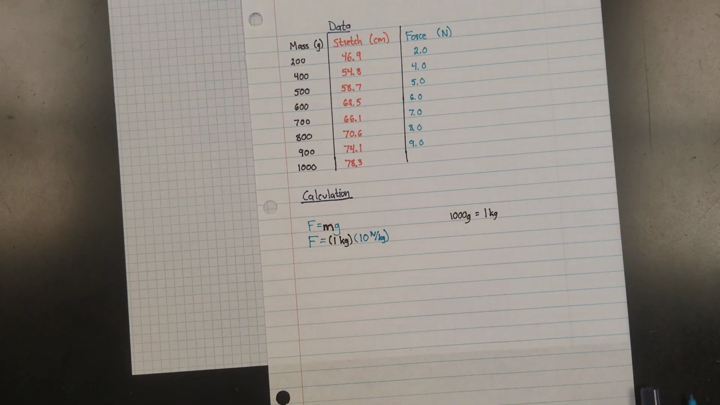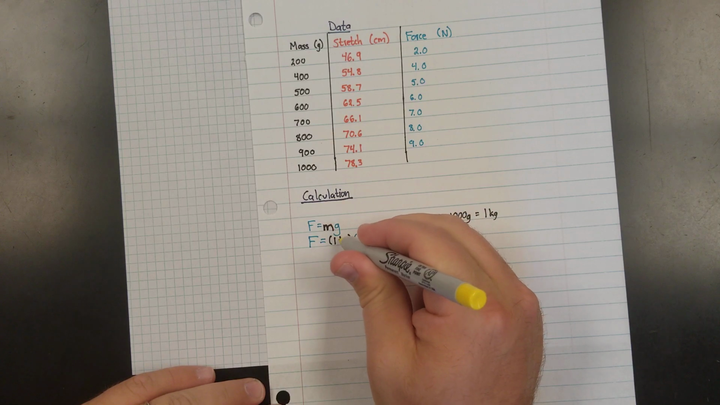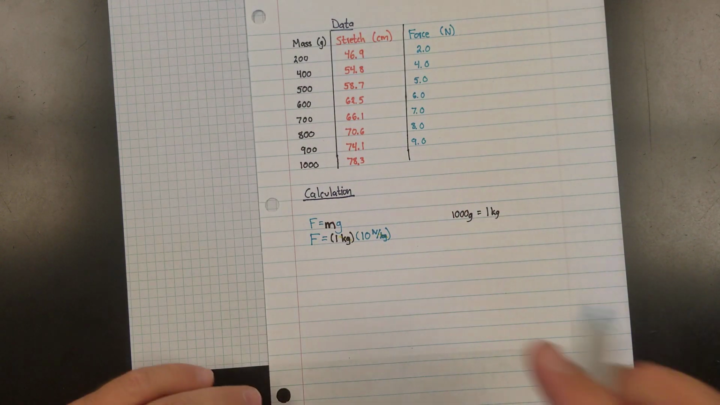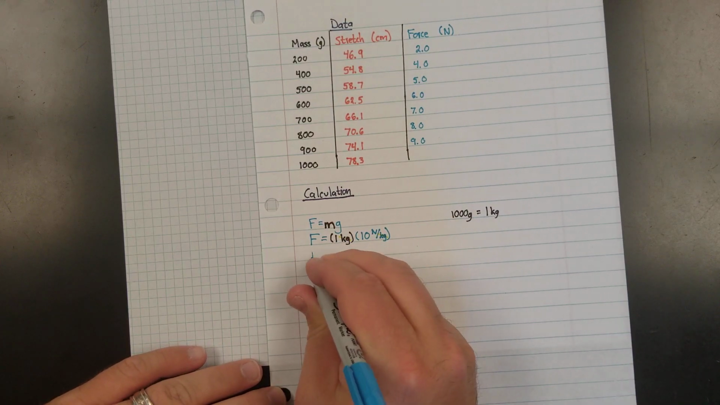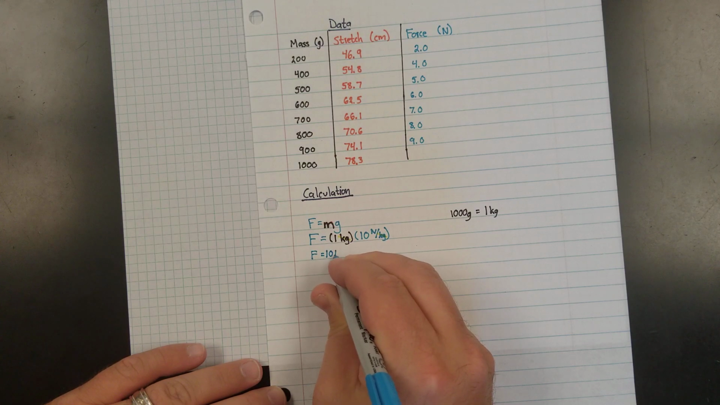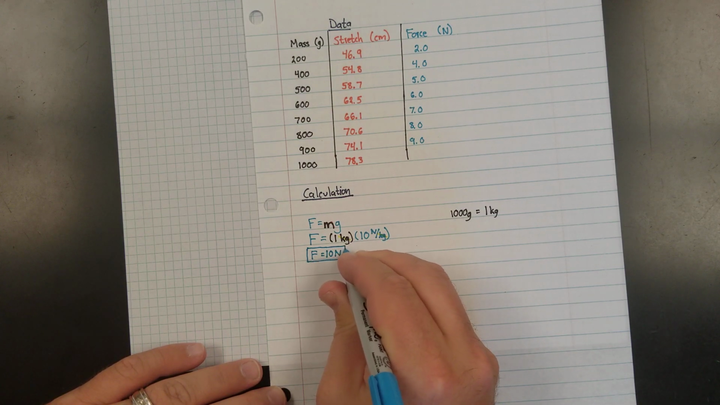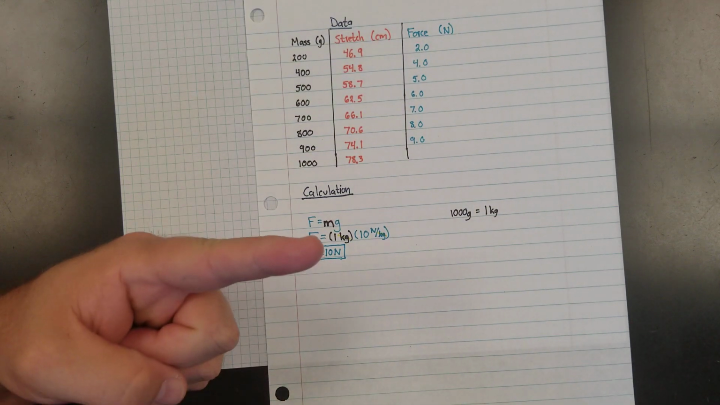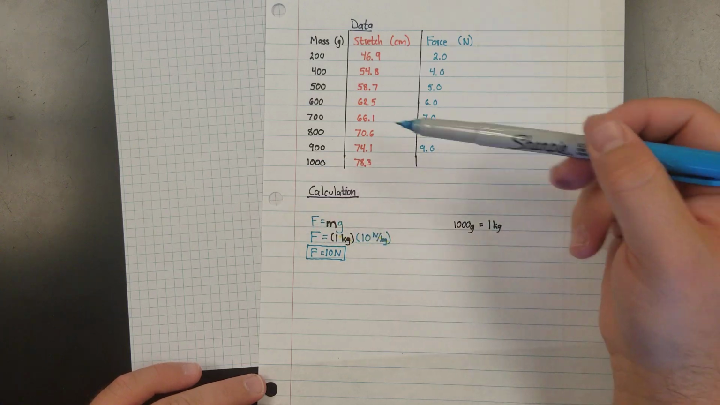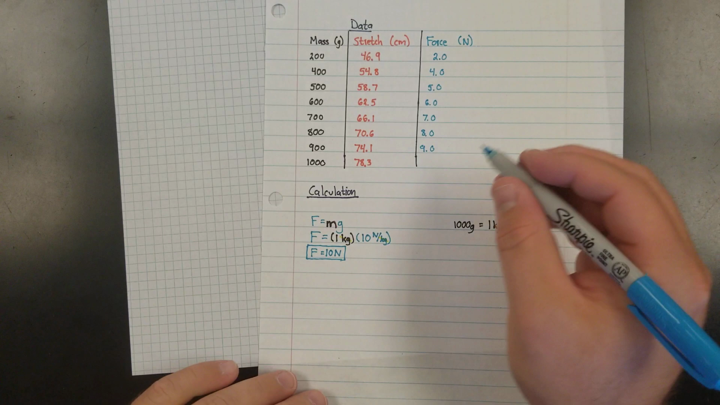And then you can show how the kilogram cancels out. There's a kilogram on top, one on bottom. You can show how that cancels out if you like, and that would give you 1 times 10 is 10, a force of 10 newtons. So show that one time. It doesn't have to be for any particular value in your data table, but show the calculations anytime you do a calculation, and just show one sample.